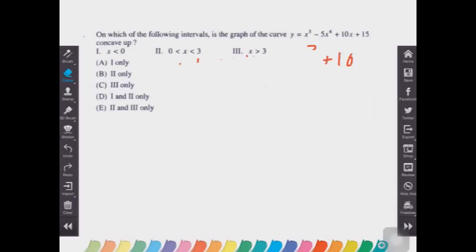So first, we'll find the first derivative, which is y prime equal to 5x to the fourth minus 20x cubed plus 10. And this was solved using the power rule.